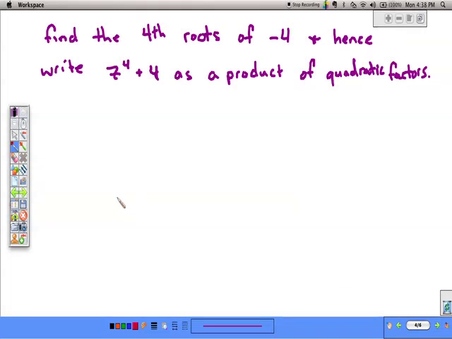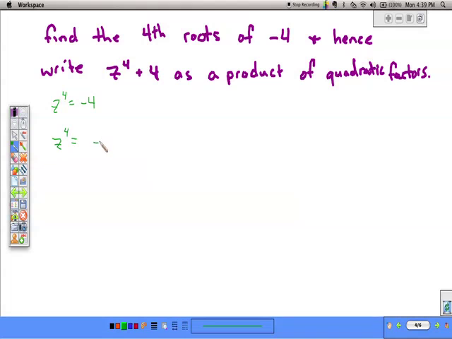So this says to find the fourth roots of -4, and hence write z to the fourth plus 4 as a product of two quadratic factors. We start out with z to the fourth equals -4. Well, we can't very well take the fourth root of a negative number, but if we change this into polar form, we can apply de Moivre's theorem.